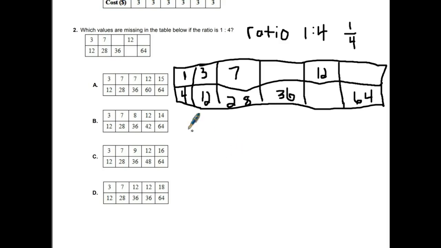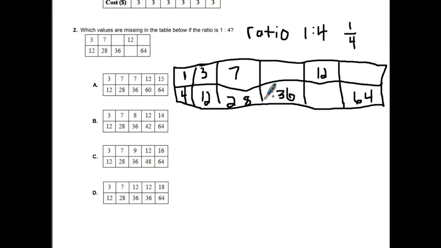So take a look at the chart that you have created here. You know your ratio is 1 to 4. So then if I'm looking at the 3 times 4 would be 12. 7 times 4 would be 28. Use that pattern to find your missing results. Take 1 minute and fill in the missing ones, and then write your correct answer underneath. So pause the video here, 1 minute, and then turn back in.